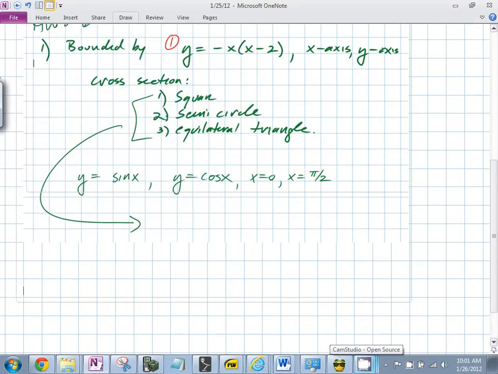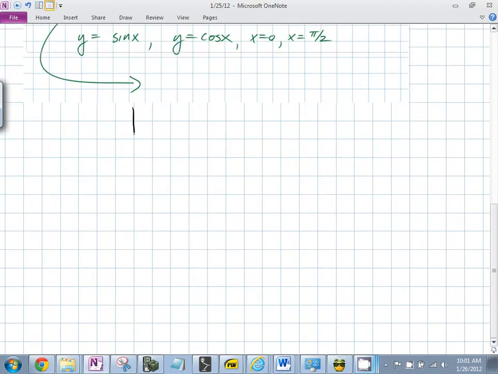So on this one, first thing you should always do is, if you can, what should you do? Make a graph. Draw it. Yeah, exactly right.